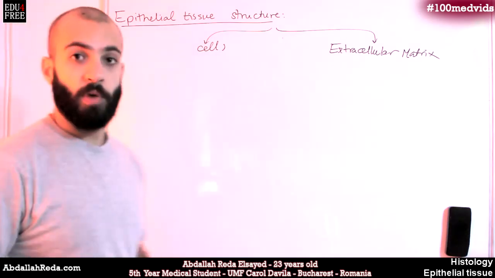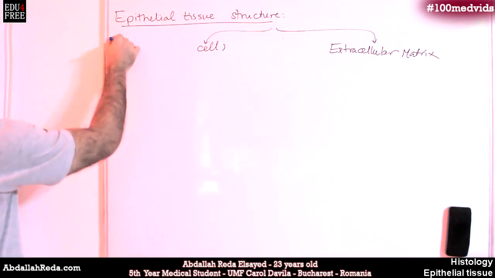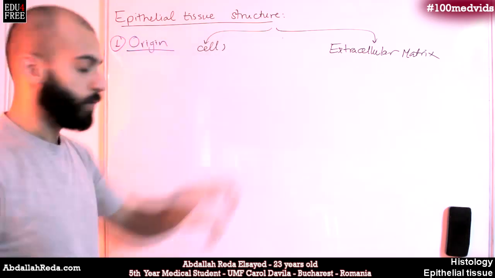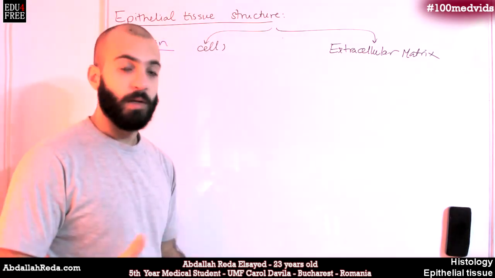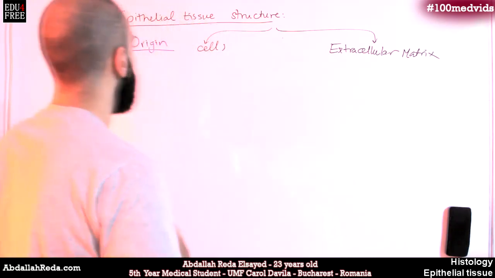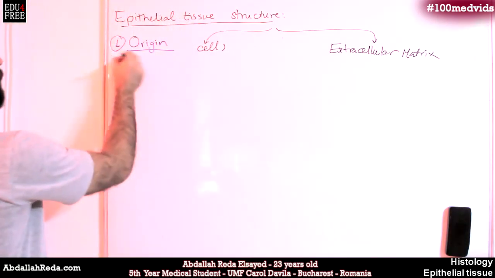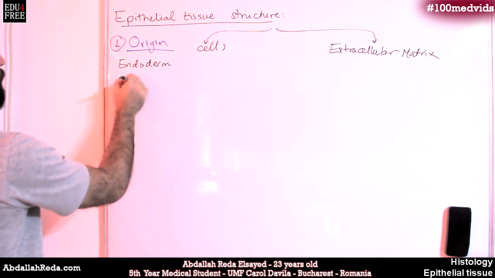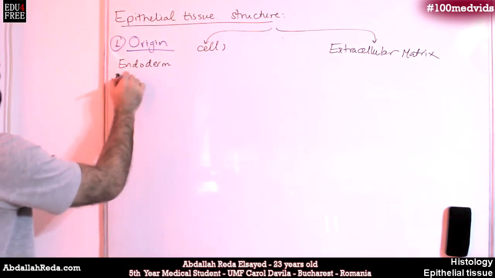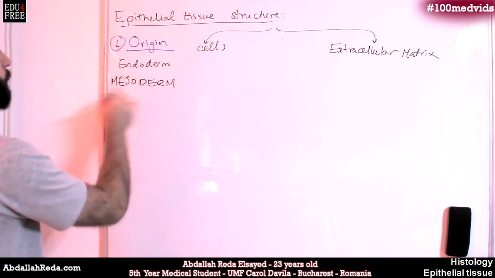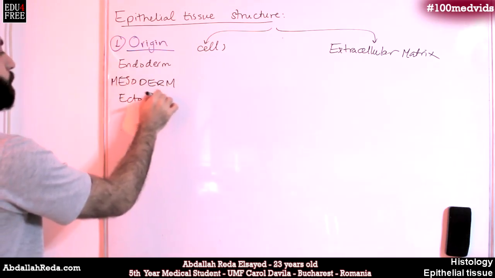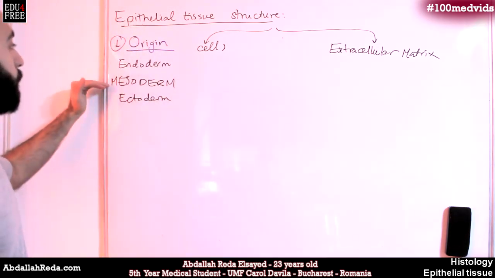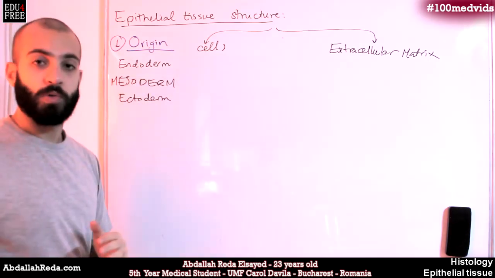So where do these come from? The first thing that we're going to talk about is the origin of the epithelial tissue. Throughout embryonic development, the three layers that we have are the endoderm, the mesoderm, and the ectoderm. The endoderm is the most inner layer, the mesoderm is in the middle, and the ectoderm is the most outer layer.